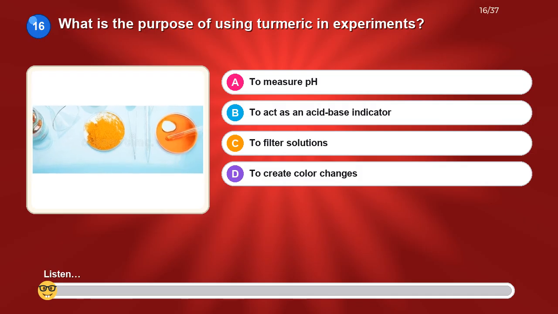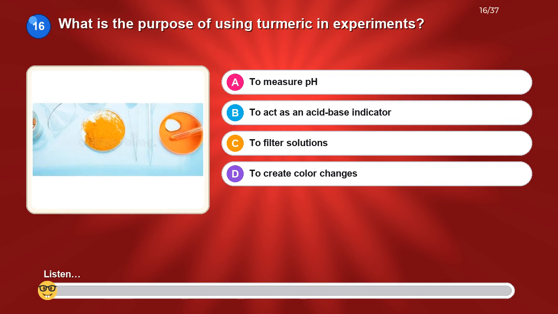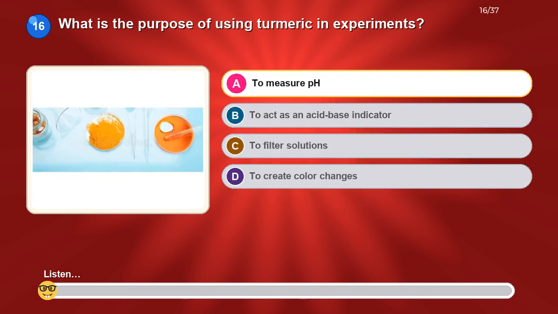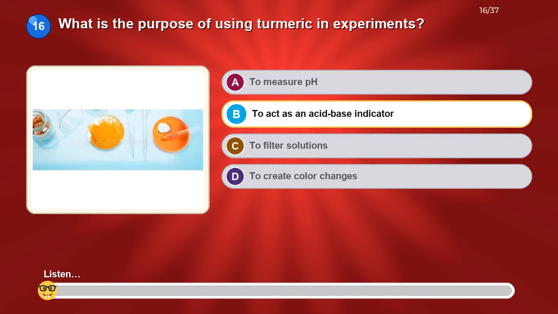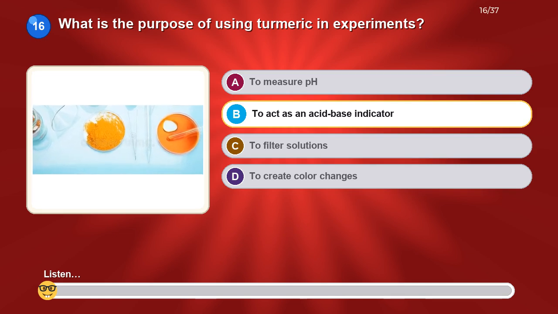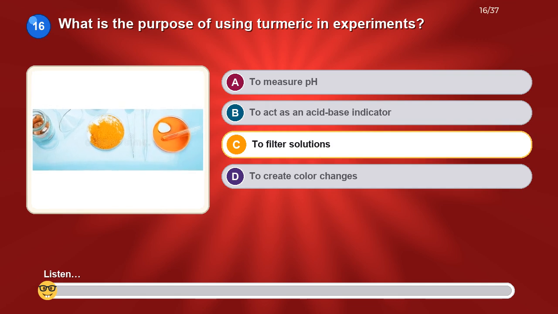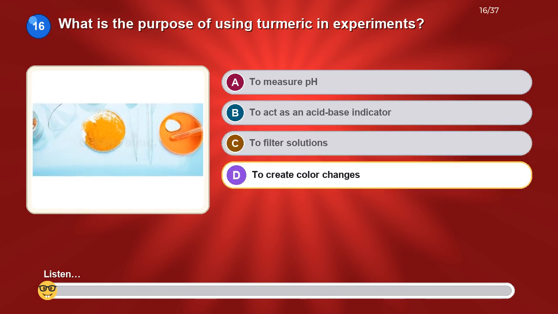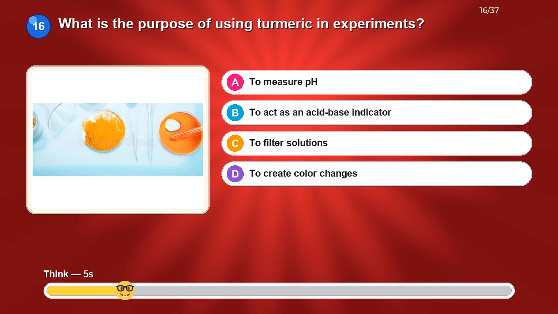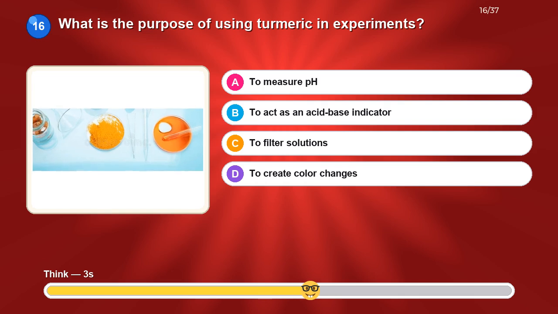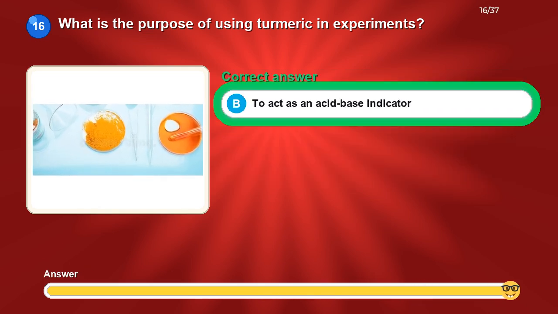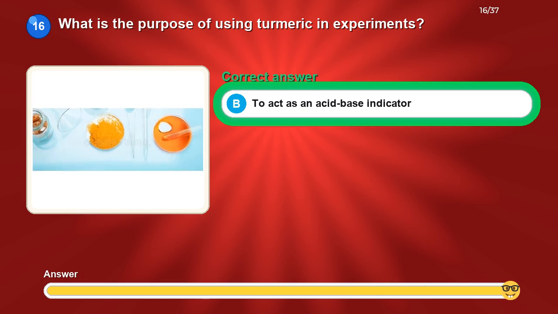What is the purpose of using turmeric in experiments? Option A, to measure pH. Option B, to act as an acid-base indicator. Option C, to filter solutions. Option D, to create color changes. The correct answer is to act as an acid-base indicator.